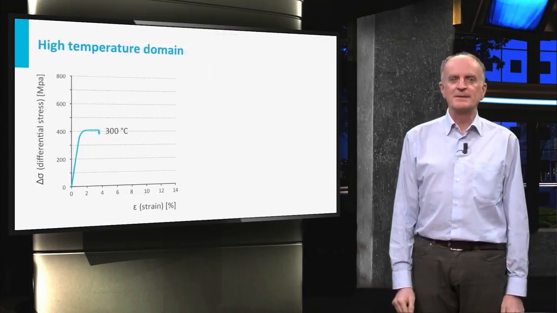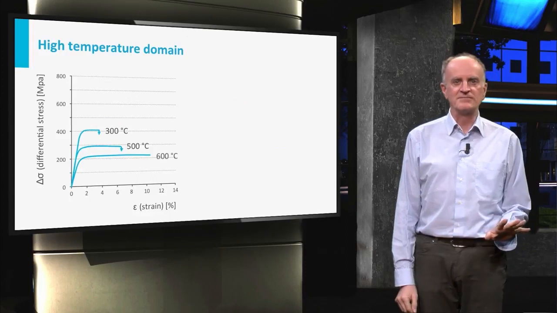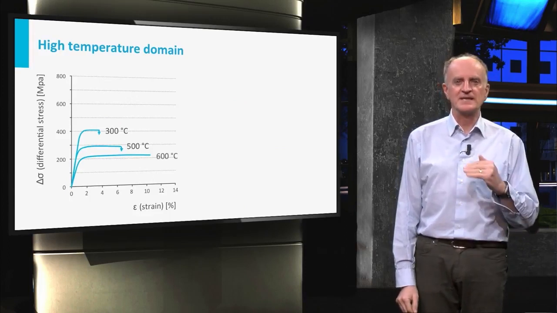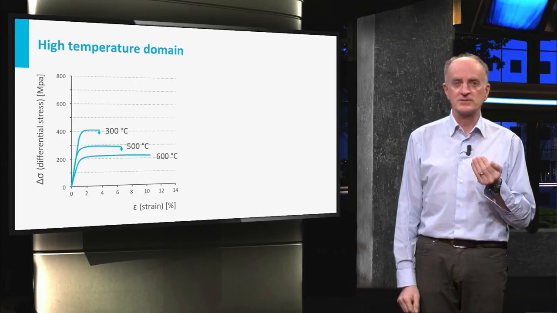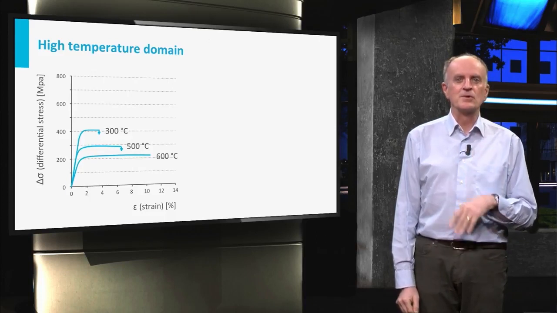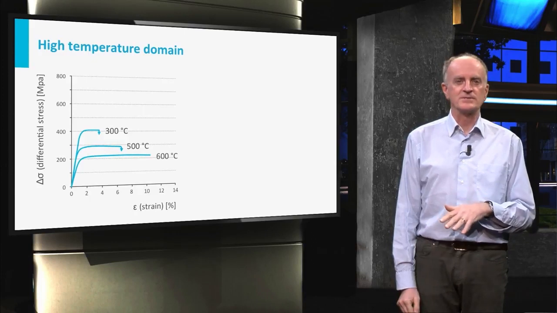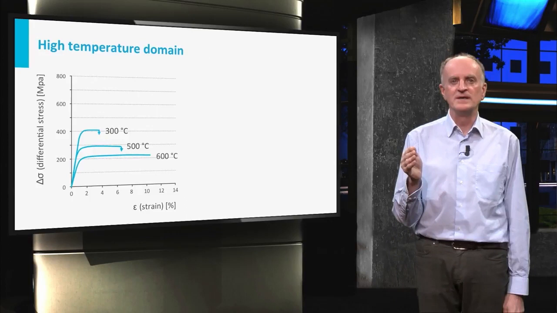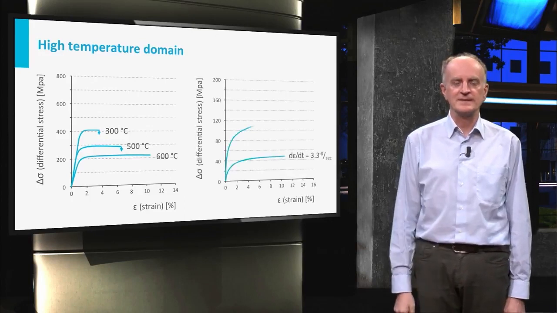Stress-strain curves in the high temperature domain look substantially different. The first diagram shows deformation curves obtained in experiments with different temperatures. Clearly, the rock becomes softer at higher temperatures. On top of this, it can accommodate much more deformation than the colder counterpart.